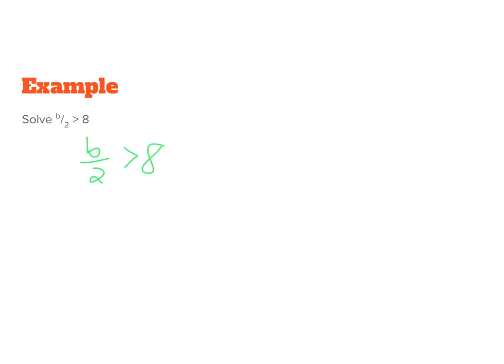For our next example, we have b divided by 2 is greater than 8. Right now b is being divided by 2, so to undo that, I need to multiply by 2. If I multiply the left side by 2, I have to multiply the right side by 2 as well. On the left side, the 2's cancel out, leaving just b. My inequality was greater than, so it's going to stay greater than. On the right side, 8 times 2 gives me 16. So my final answer will be b is greater than 16.